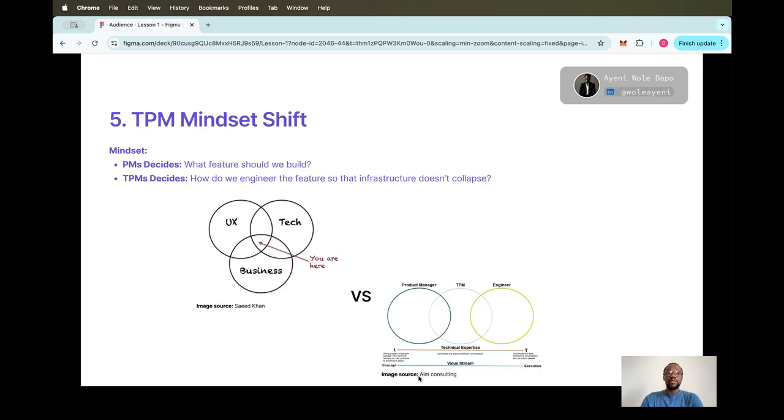What is the mindset guiding both roles? As a product manager, you majorly focus on what we should build. While on the other hand, as a technical product manager, we majorly focus on how we build this feature in such a way that our existing infrastructure does not collapse. How do we build this feature in such a way that it fits in well with other existing solutions?